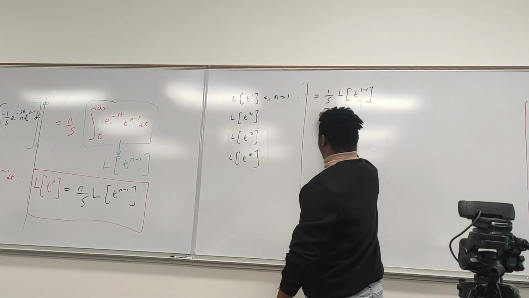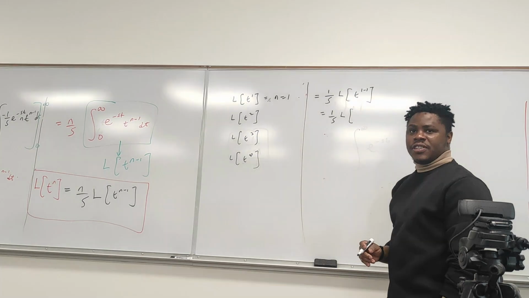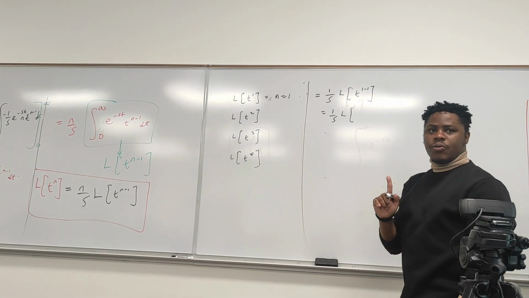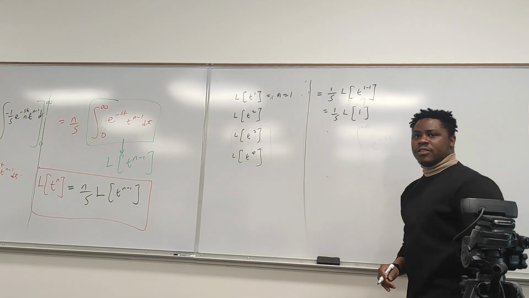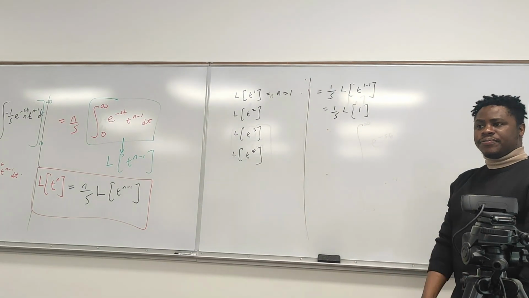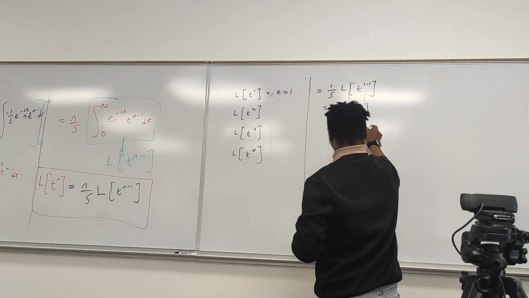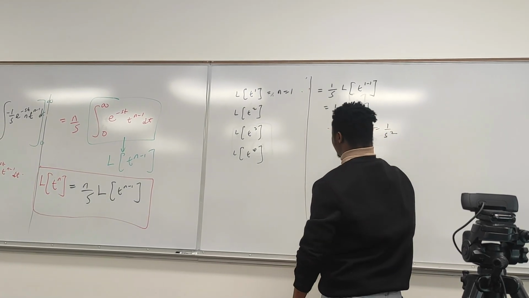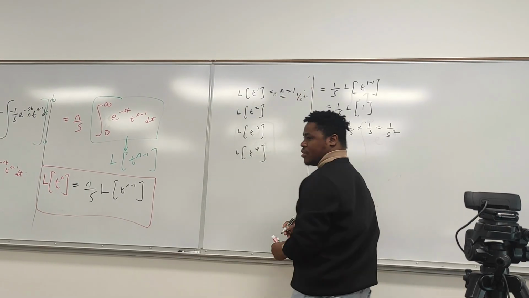So that would be 1 over s Laplace of, what is 1 minus 1? 0. t raised to power 0 is what? 1. Right? So what is Laplace of 1? We derived it earlier. It's 1 over s. So this becomes 1 over s times 1 over s, that's 1 over s squared. So we find that Laplace of t raised to power 1 is 1 over s squared.